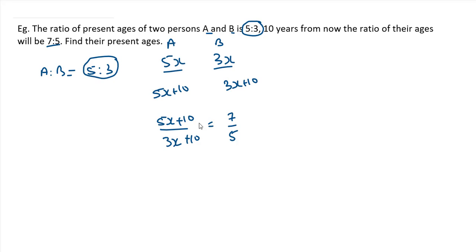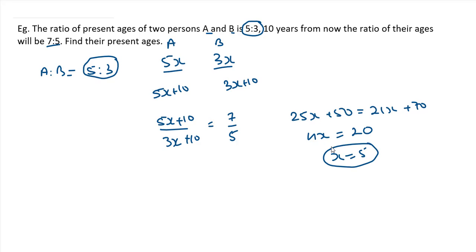So for that, we'll cross multiply this and solve. We'll get 25x plus 50 will be equal to 21x plus 70. So 25x minus 21x will give us 4x, and this will be equal to 70 minus 50, which will be 20. So the value of x will come out to be 5. So their present ages will be 5x, which will be 5 into 5, 25, and the present age of B will be 3 into 5, which will be 15. So this is how you can solve this problem.